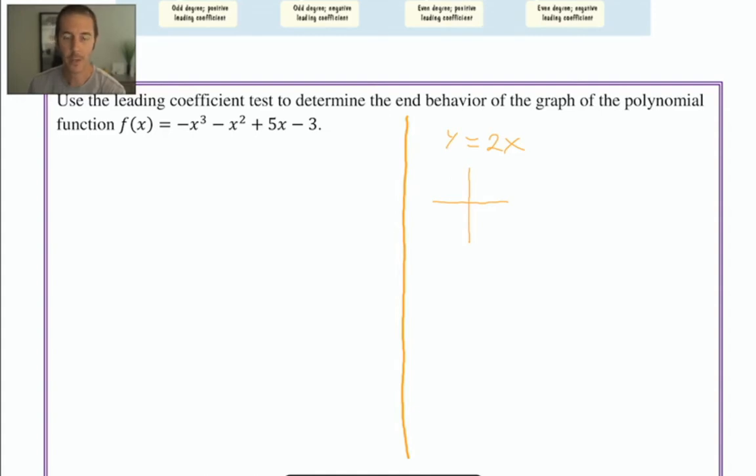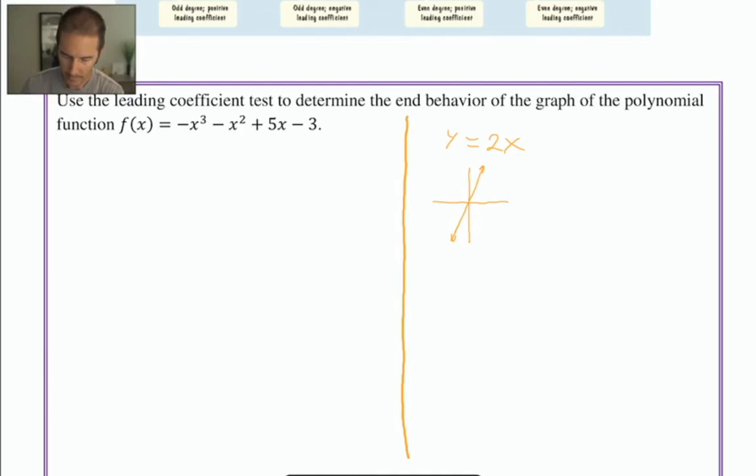And I said y equals mx plus b, which means it's going to be a line. It has a slope of 2, so it doesn't cut right through the middle of the first and third quadrant, but it's going to look something like this. Wouldn't you say that that graph falls to the left and rises to the right? I think we can agree.